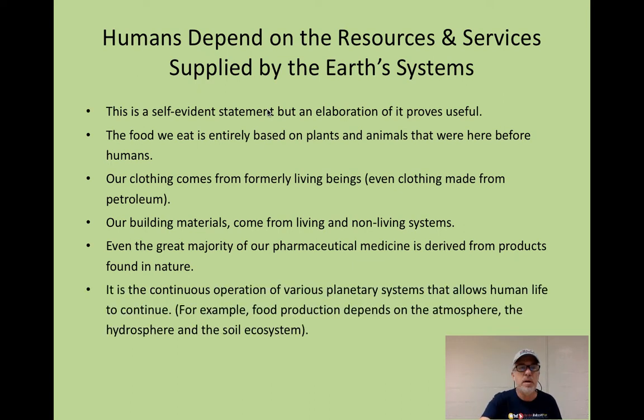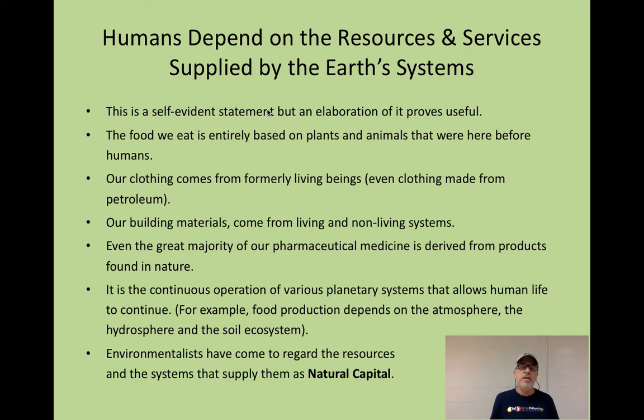And so it is this continuous operation of various planetary systems that allows human life to continue, right? Food production depends on the atmosphere, the hydrosphere, and the soil ecosystem, just to name three of the systems it depends on. So environmentalists have come to regard the resources and the systems that supply the necessities of life as natural capital. So let's look at that word natural capital a little more.